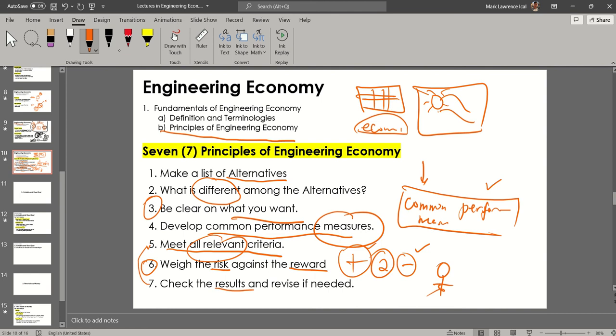Very difficult kasi you're comparing solar and hydro. So they're two distinct and different technologies. But you're going to develop common performance measures. So how do you compare these two? So that's the role of an engineer. Okay. So hindi lang ora-orada. Sige, magtayo tayo ng solar panel, magtayo tayo ng wind farm. So hindi ora-orada yun. So you have to determine alternatives first.